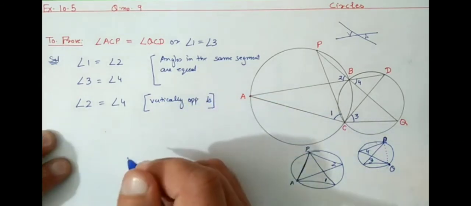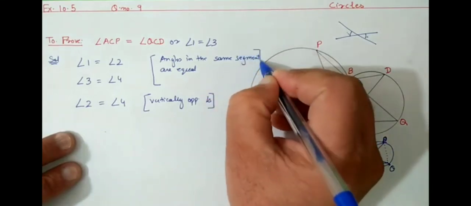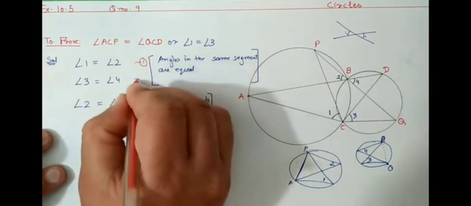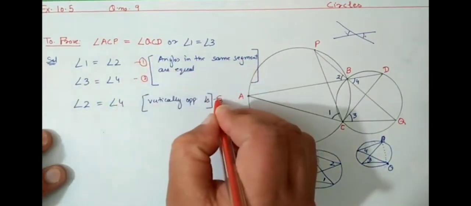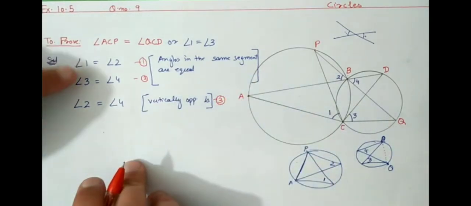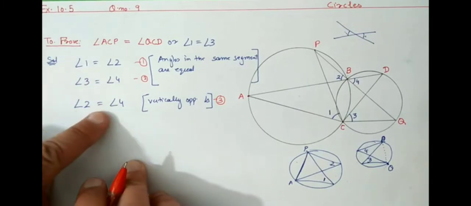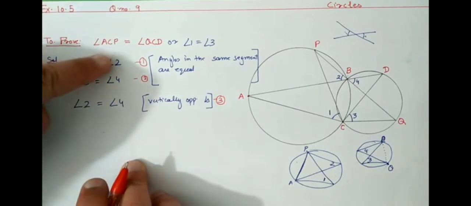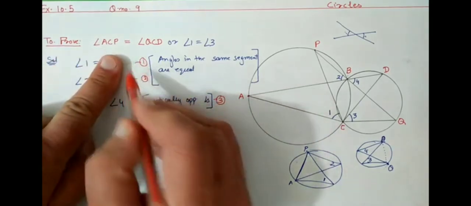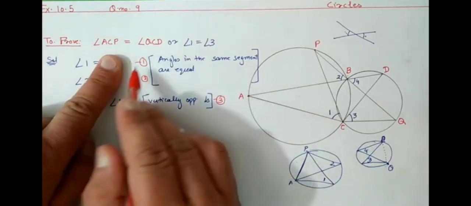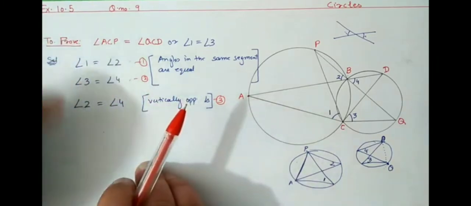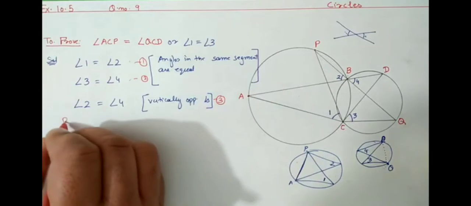Now we will give names to the equations. This is equation 1, this is equation 2, and this is equation 3. Now if you observe equations 1, 2 and 3, angle 1 is equal to angle 2 and angle 3 is equal to angle 4, but angle 2 and angle 4 are equal. So things which are equal to the same thing are equal to each other. That Euclid axiom we are going to use here.